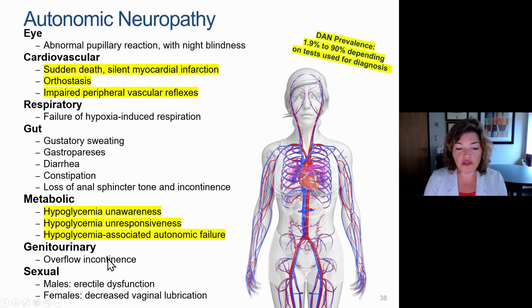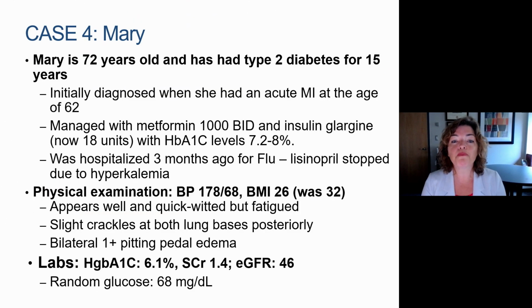Then, of course, we all need to address patients with genitourinary autonomic failure, usually manifested by overflow incontinence. And then, of course, men respond heavily to counseling around erectile dysfunction prevention. I think it's important to bring it up. And women as well, decreased vaginal lubrication. We should be comfortable talking to our patients about these.